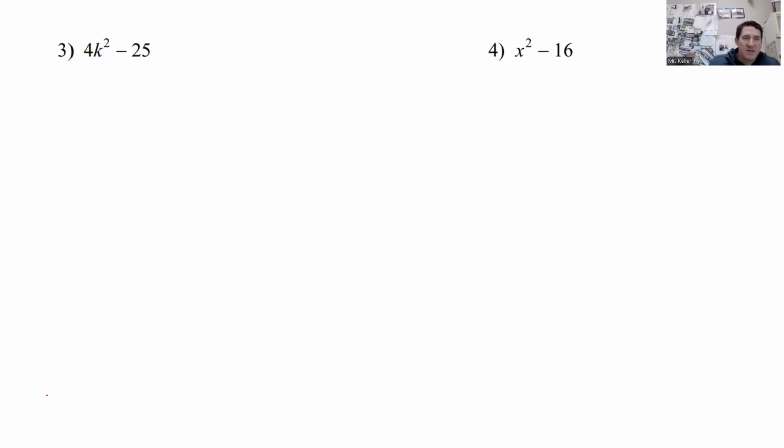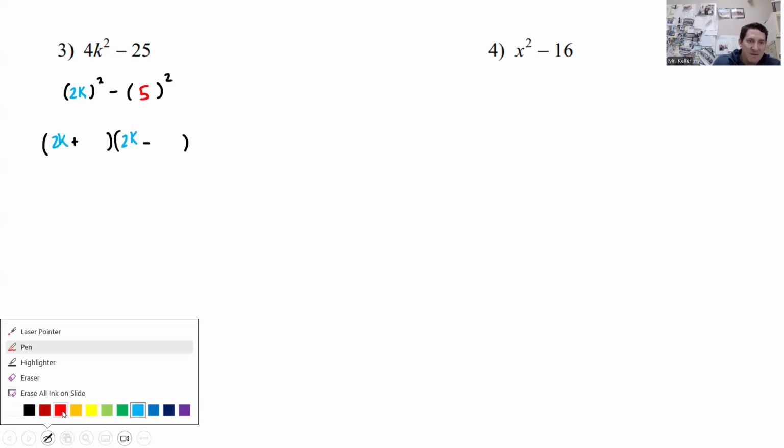I guess we'll do one more example, but I want to keep this moving. So here, same thing. I'm going to rewrite it as the square roots of those being squared. So the square root of 4k squared is 2k. The square root of 25 is 5. So our a is 2k, b is 5. So just write out our binomials. So it's going to be 2k plus and minus 5.